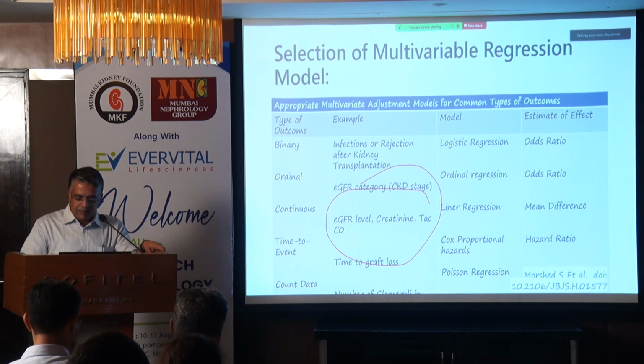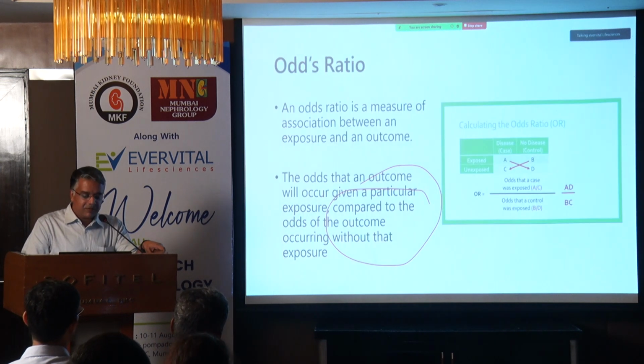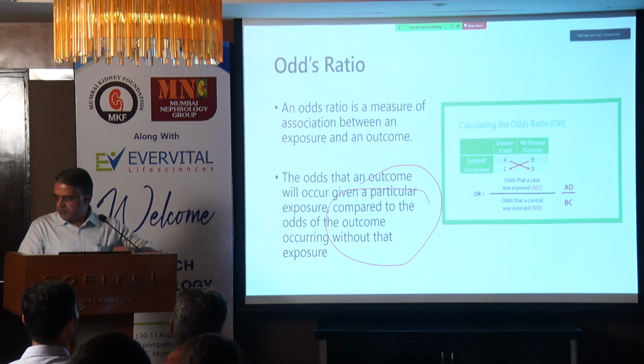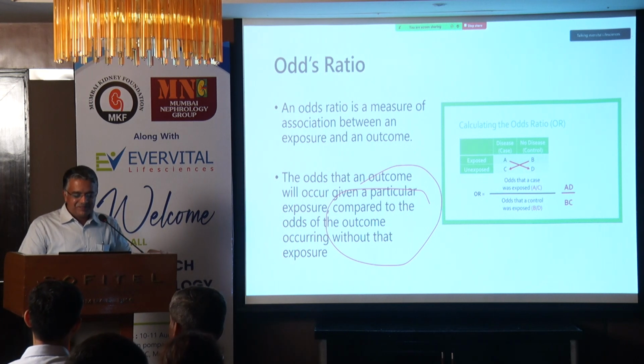So that has to be stated in the paper. We should be looking for it when we read the paper also. Odds ratio, quickly, how many minutes more? 10 minutes are there, okay.